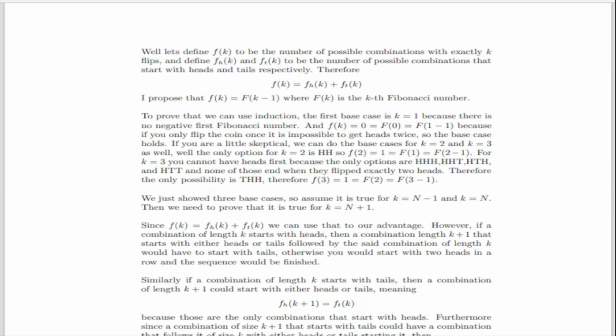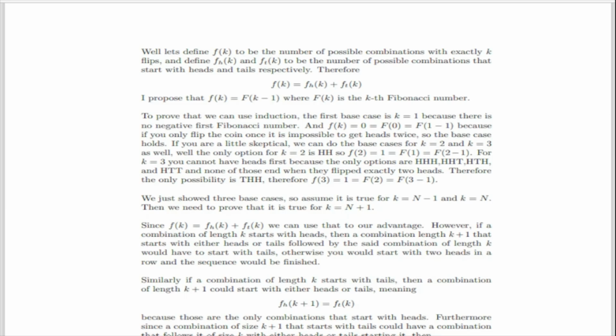Let's define lowercase f of k to be the number of possible combinations with exactly k flips. And let's define f sub h of k and f sub t of k to be the number of possible combinations that start with heads and tails respectively. Therefore, pretty clearly, the total number f of k is equal to f sub h of k plus f sub t of k, because it can only start with heads or tails. I propose that f of k equals the k minus 1th Fibonacci number. To prove that, we can use induction.